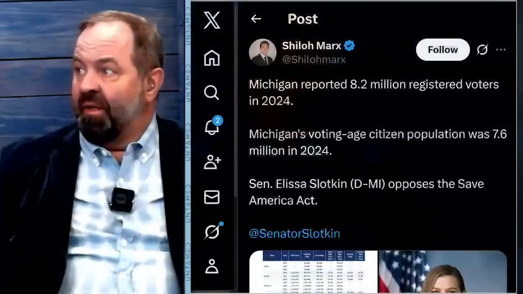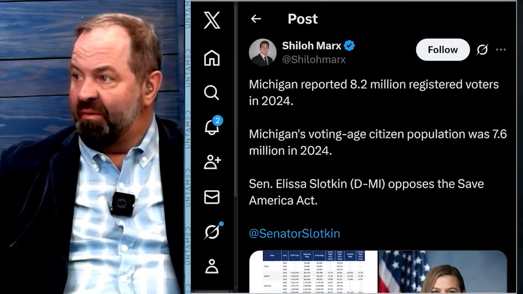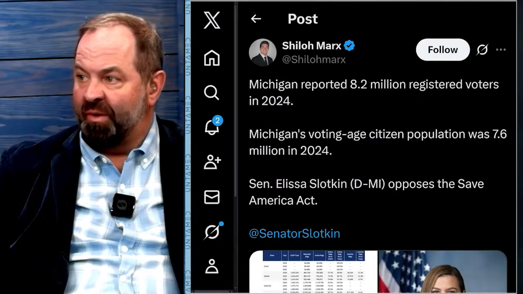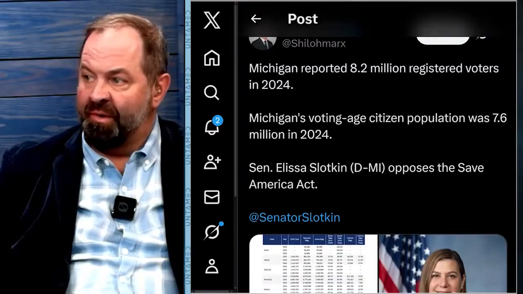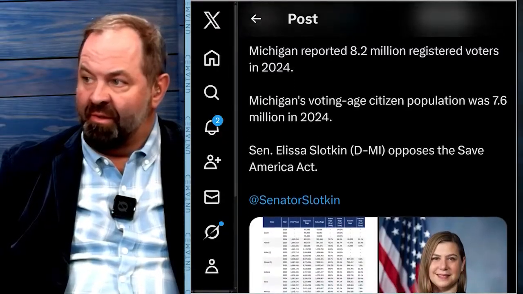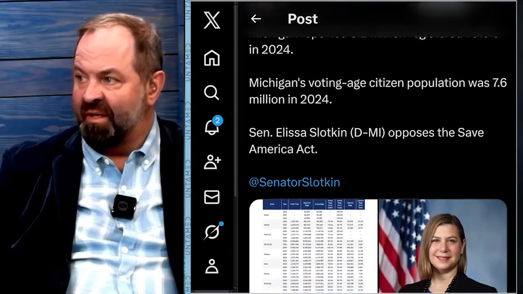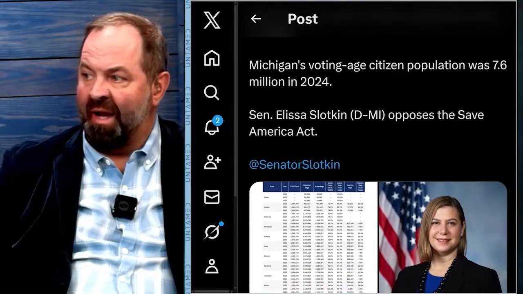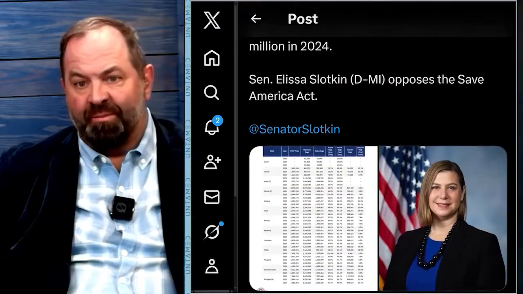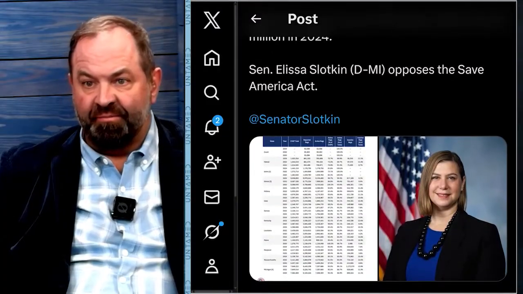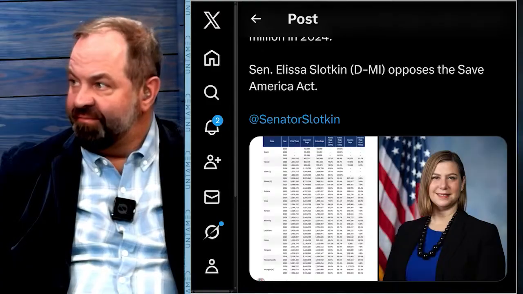So let's put up this post, by the way. Just going through stuff that's happening around the country. Here's in Michigan. Michigan reported 8.2 million registered voters in 2024. Michigan voting age citizen population was 7.6 million in 2024. Senator Slotkin opposes the Save America Act. You know why? Because you're a slave.